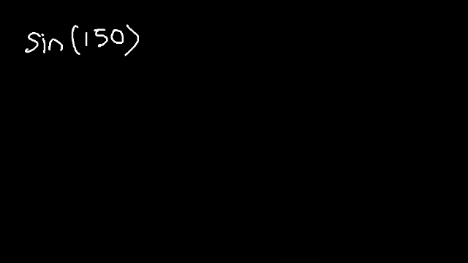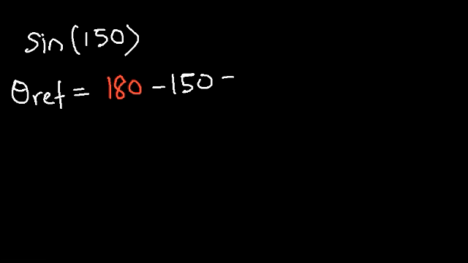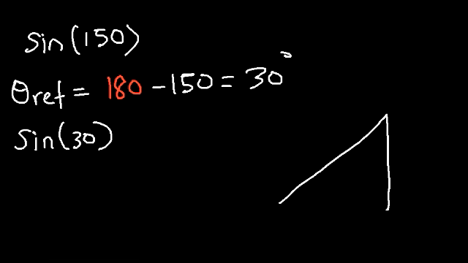So the first thing we need to do is find a reference angle. 150 is between 90 and 180, which means it's in quadrant 2. The reference angle in quadrant 2 is equal to 180 minus the angle in quadrant 2. So 180 minus 150. The reference angle is 30. Once you have the reference angle, you want to find the value of sine 30. So therefore, use the 30, 60, 90 triangle.